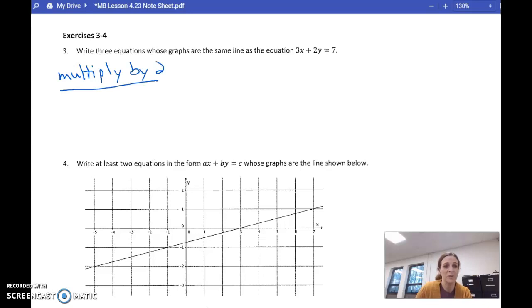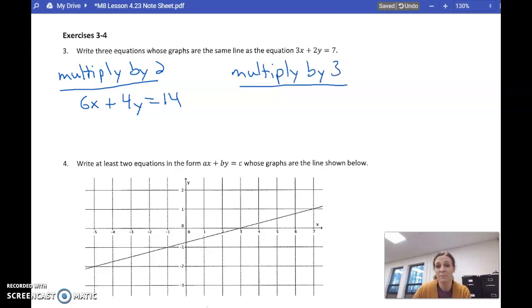Well, 3x times 2 would be 6x, plus 2 times 2 is 4y, equals 7 times 2, 14. Boom. Equation, done. If I were to graph this one, it would be the same line as this one. Okay, so then you could pick a different number. Multiply by 3. 3 times 3 is 9, so that's 9x, plus 2 times 3 is 6, 6y, equals 7 times 3, which is 21. There's 2.